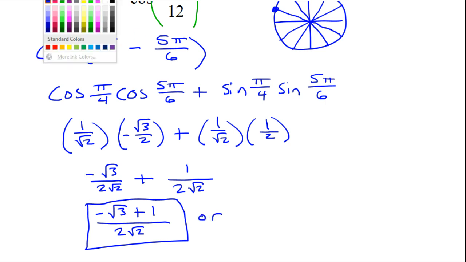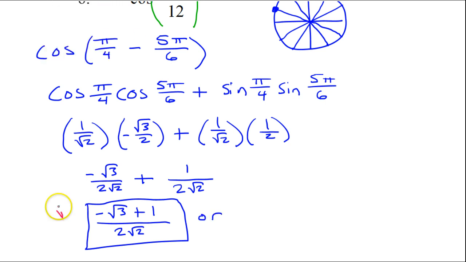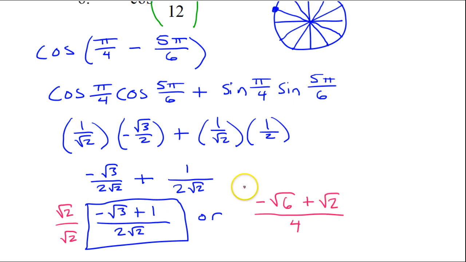Okay, or I can rationalize the denominator by multiplying the numerator and denominator by radical 2. So that will give me a denominator of 4. And distributing here, I will get negative radical 6, because root 2 times root 3 is root 6. And then plus root 2, because root 2 times 1 is root 2. So this is the other form of the answer that you get if you rationalize the denominator.